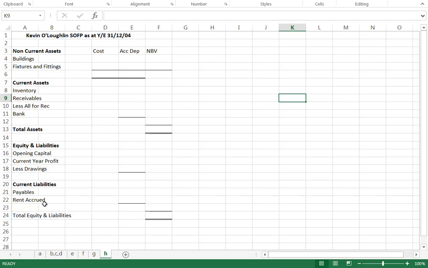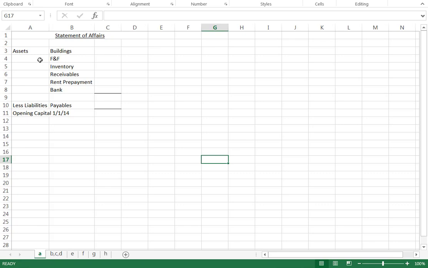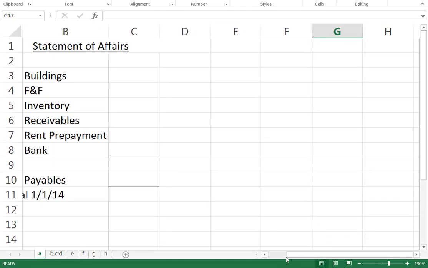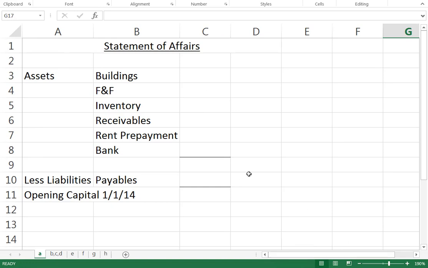Okay, so I'm going to start off then. The first question that I've got is to create a statement of affairs for myself. So I'm going to just click in here into A. Again, I've used my list to list out all of my assets and list out all of my liabilities, of which in this case there was only one. So I'm going to make that a little bit bigger for you guys. Okay, that should do me.